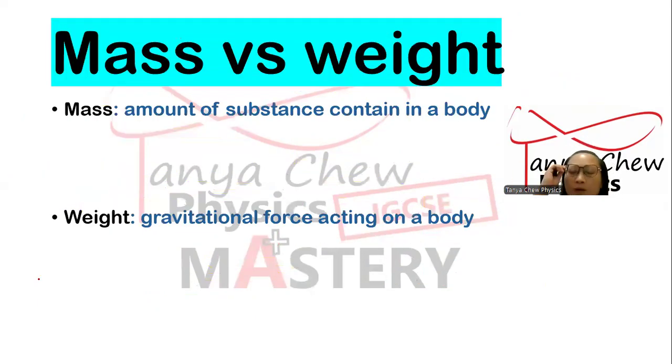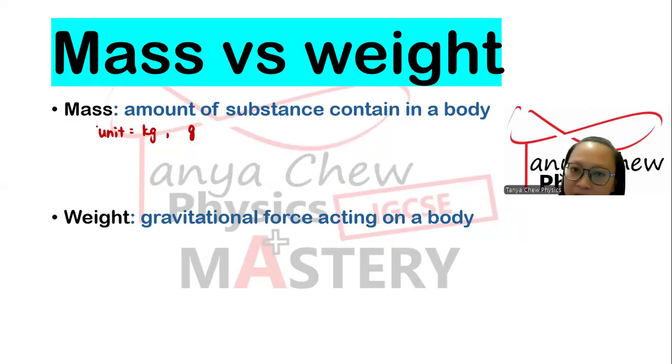Now, the next one, mass vs weight. State what is meant by mass. Mass is the amount of substance contained in your body. Our body is made up of atoms. How many atoms in our body gives you your mass? Just take it like that, right? The unit of mass is kilogram, could be in gram as well.